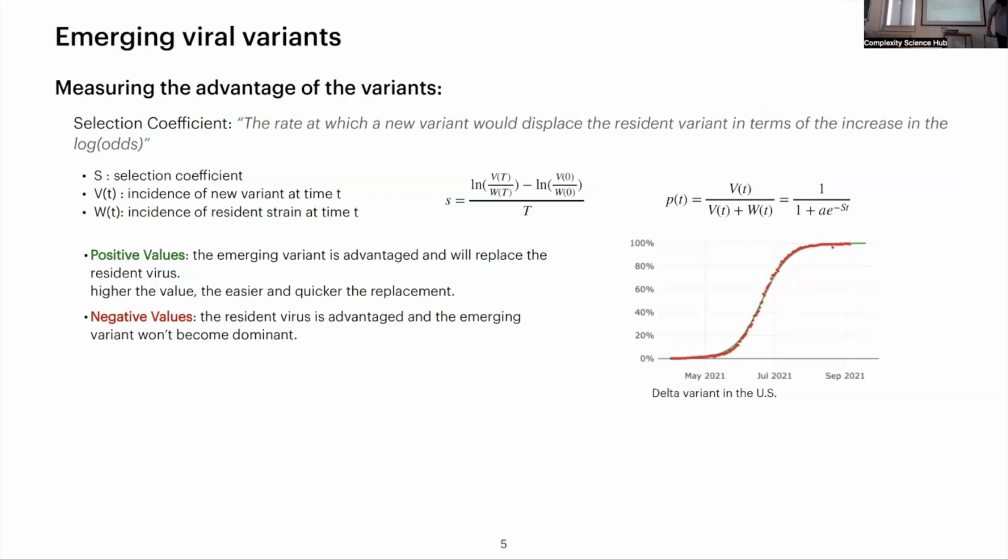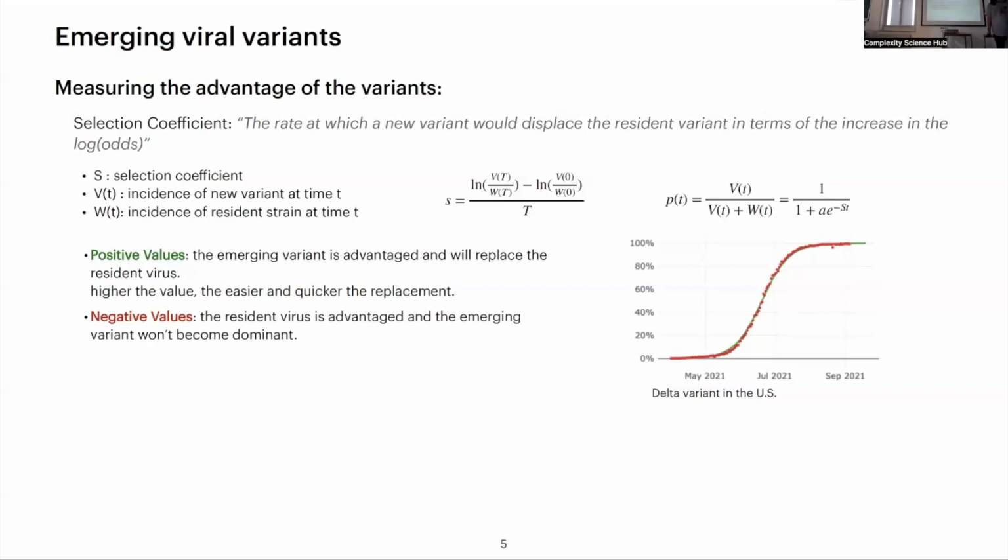What do you mean by frequency of the variant? Frequency of the variant is the incidence of the new variant over the total incidence. So if we have two variants, it is the incidence of the new variant over the incidence of the new variant plus the resident variant.